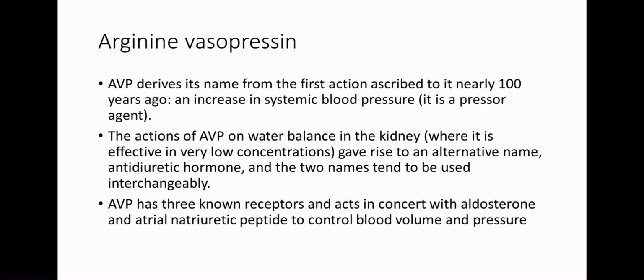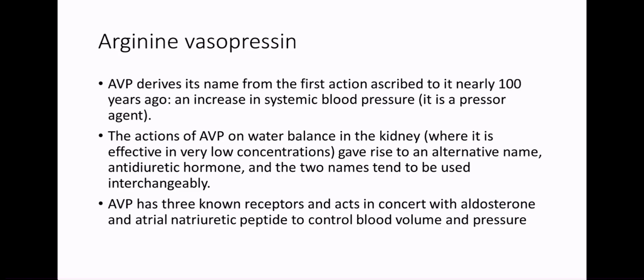So the posterior pituitary gland secretes arginine vasopressin and oxytocin. They are small peptides with strong structural homologies, and they consist of 9 amino acids arranged in a ring structure with a short tail. AVP, the arginine vasopressin, is mainly synthesized in the supraoptic nuclei and to a lesser extent in the paraventricular nuclei.